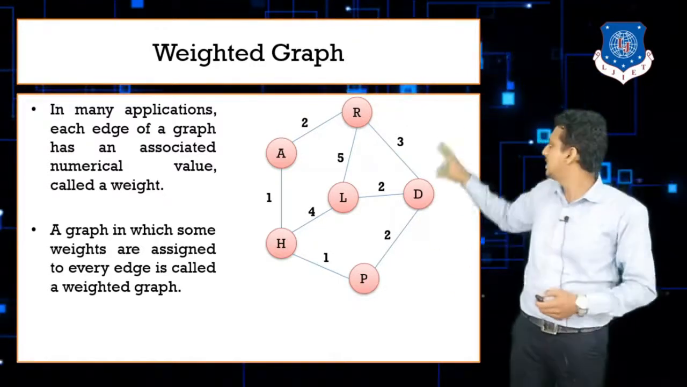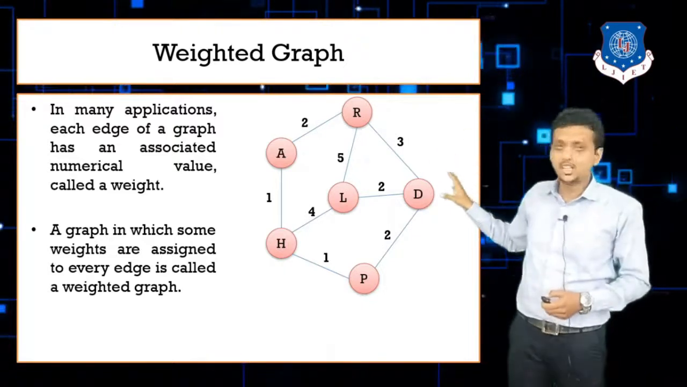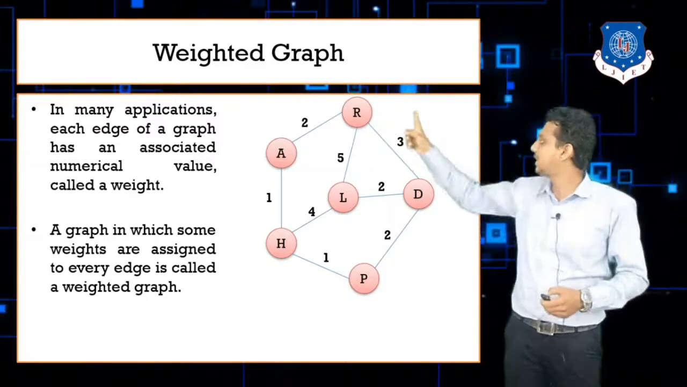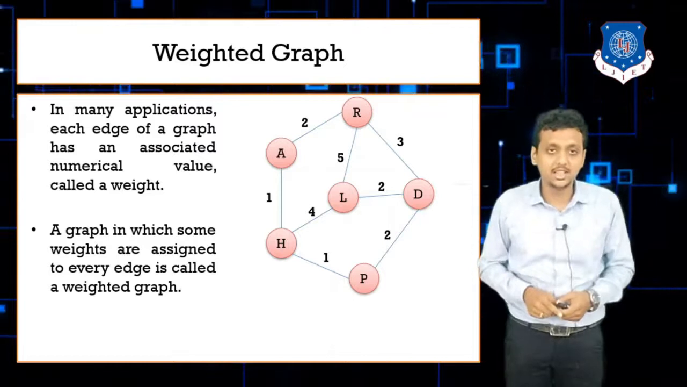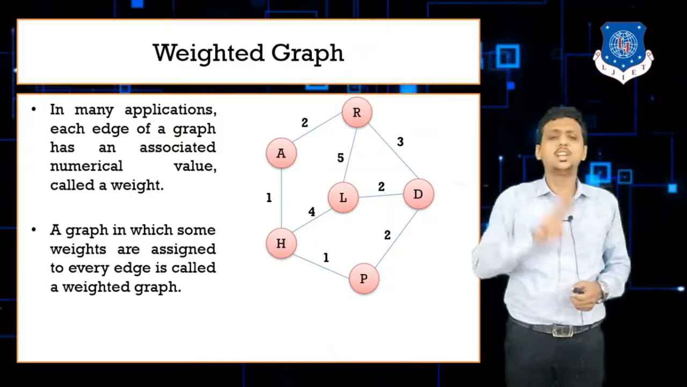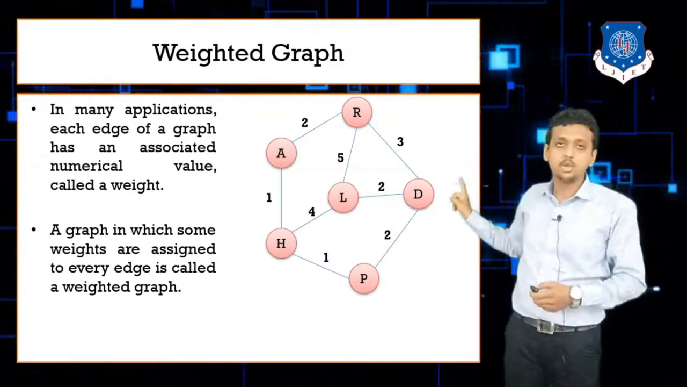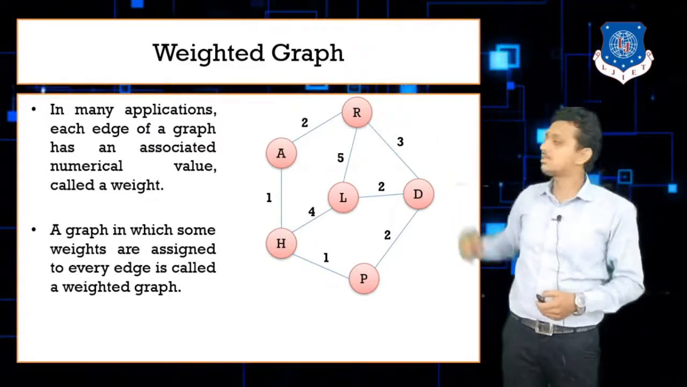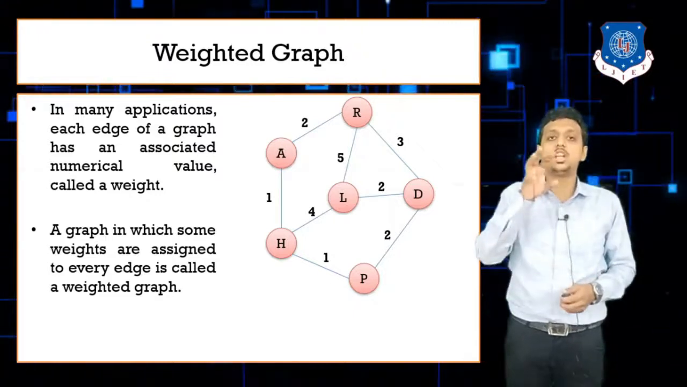Now just imagine R as Rajasthan and D as Delhi, and the straight line is the path between Rajasthan and Delhi. Now just imagine 3 as 300 kilometers. So 3 shows the kilometers, and R and D are both the nodes, or the places we need to go. So that 3 is known as the weight of that particular edge.